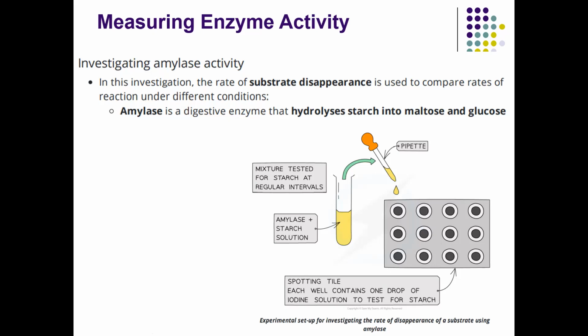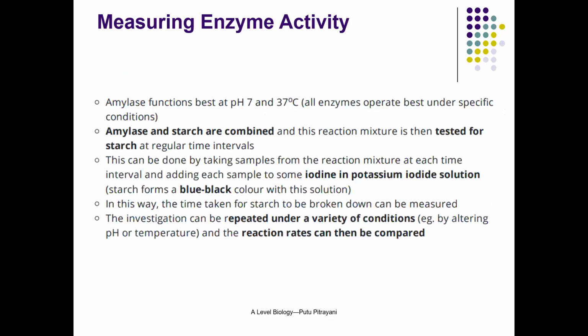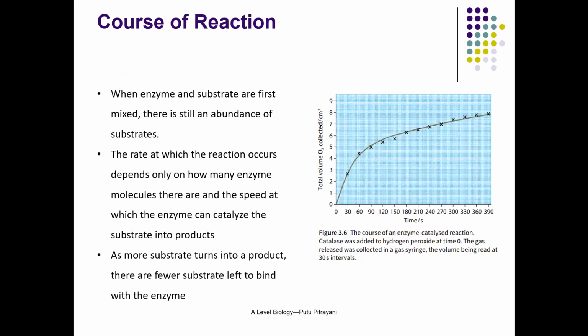And then we can plot a graph and calculate the speed at which the enzyme breaks down the starch into maltose and glucose. What we have done in the experiment, we can plot into a graph. For example, here is the graph we call the course of the reaction. This graph tells us the course of the enzyme-catalyzed reaction. We are using the enzyme catalyst, and we measure its activity by measuring how much oxygen is produced during a set period of time.